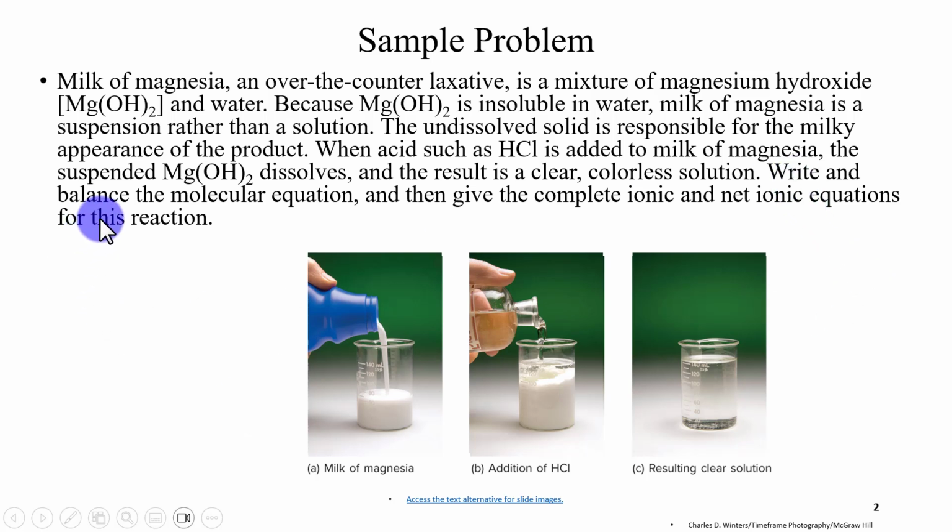Write and balance the molecular equation first between the base and HCl, the acid. Write the neutralization reaction. Then write the complete ionic and net ionic equations for this reaction.